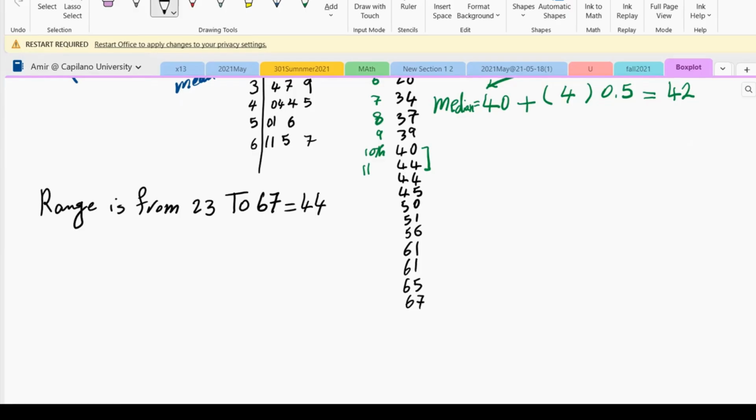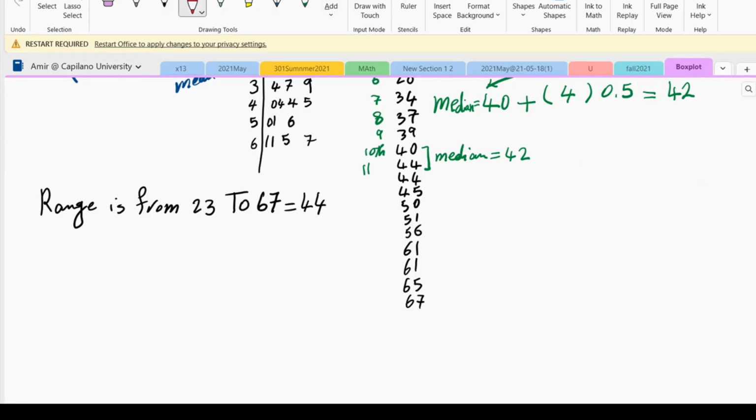The central tendency so far, we know that this is the median. 42 is the central tendency, and we know that the range is from 23 to 67. We can start presenting our dispersion and the central tendency visually right now. So this is what we do.